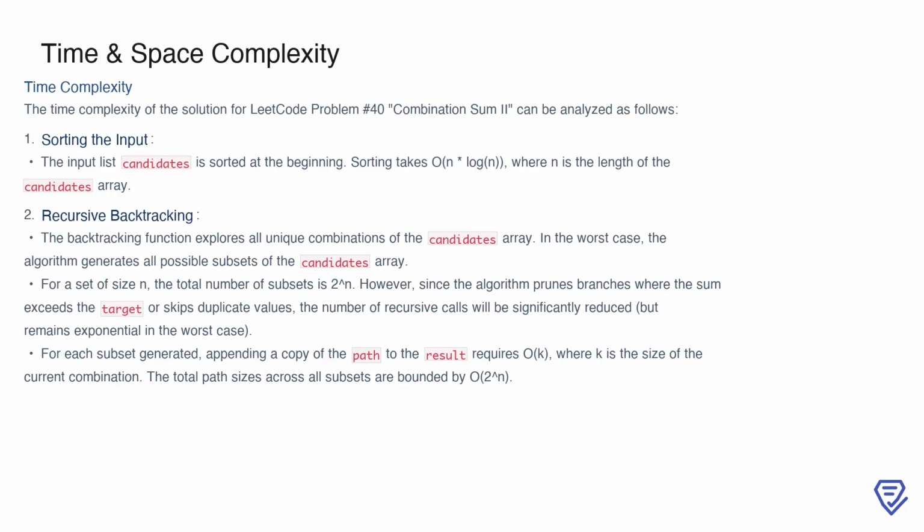Additionally, for every valid combination found, appending a copy of the current path to the result incurs a cost proportional to the size of the combination, k. Across all subsets, the total size of these paths is bounded by 2 to the power of n.